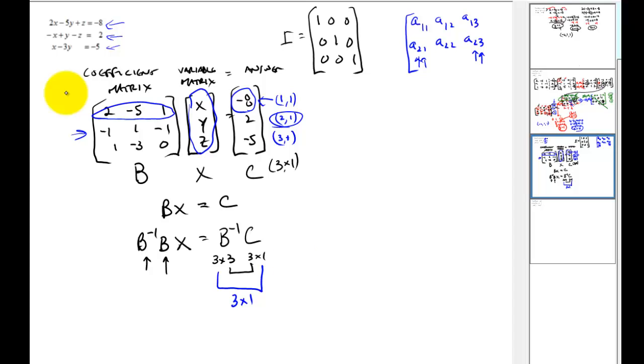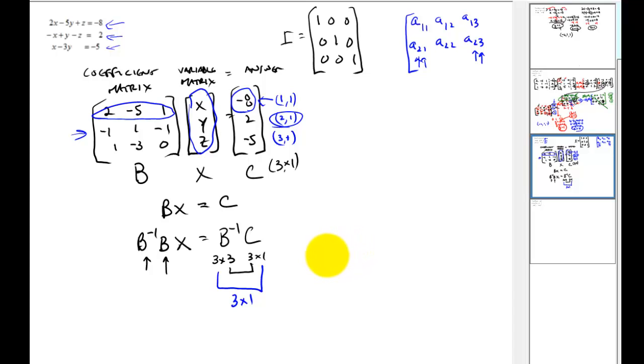The reason I wanted to show that is because you can't do this. You can't go matrix C times the inverse of matrix B, because C is a 3 by 1 and matrix B is a 3 by 3. These have to match up. You can't multiply them together. Multiplication with matrices is not commutative. So it's got to be like that.